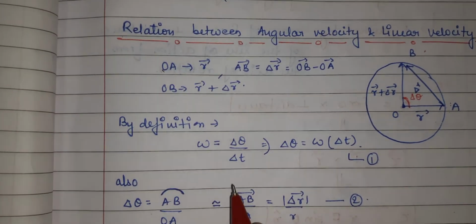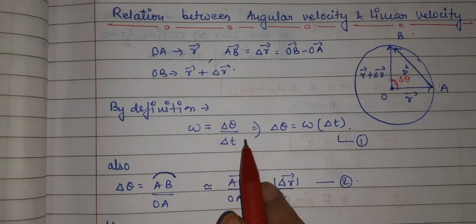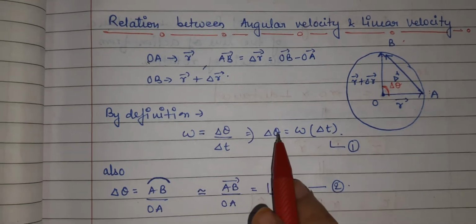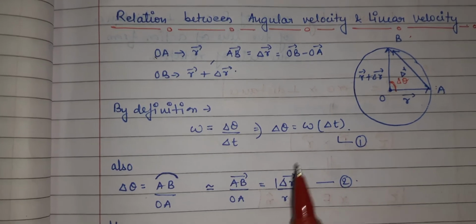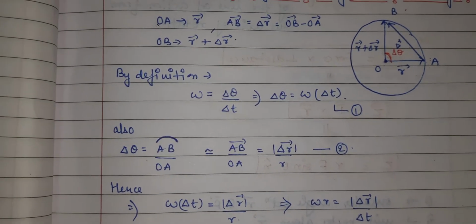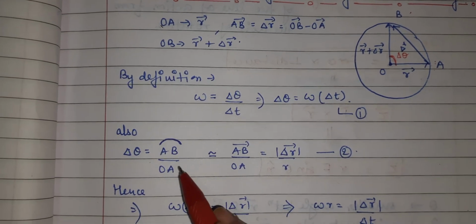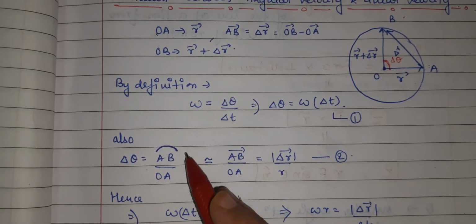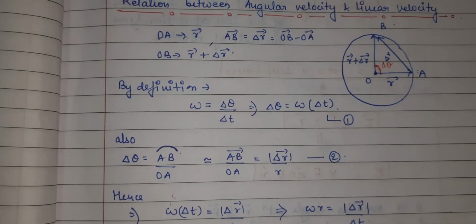By definition, omega is equal to delta theta upon delta t, which we have just studied. So delta theta can also be written as omega into delta t. Keep it as equation number 1. Also, by using the parallax method we studied in chapter 2, units and measurement, that is the arc method, delta theta can also be given as arc upon the radius, since AB is the arc.